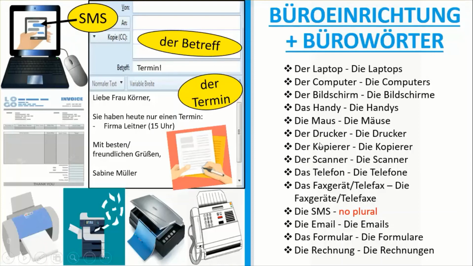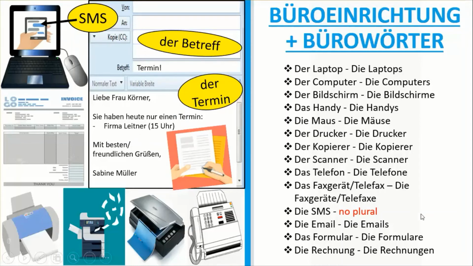And let's just quickly look at a typical German email that has the subject line der Betreff, which shows der Termin, which is the appointment. Sabine is probably the secretary of Mrs. Körner, and she is informing her that Mrs. Körner has just one appointment today, and apparently an important appointment.